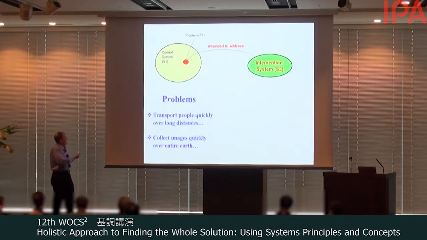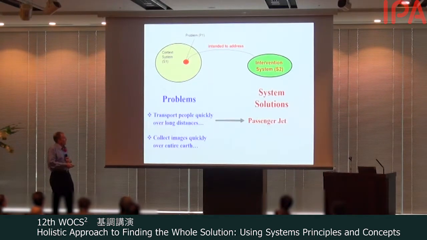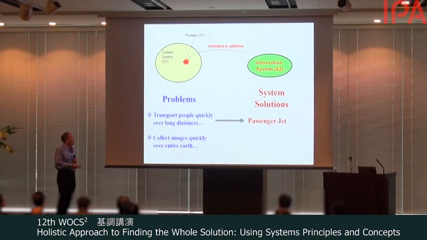So let's just take two problems, for example. One is transport people quickly over long distances. One possible solution is a passenger jet. Okay, now there may be other solutions. There may be a boat, there may be a car, there may be a train.